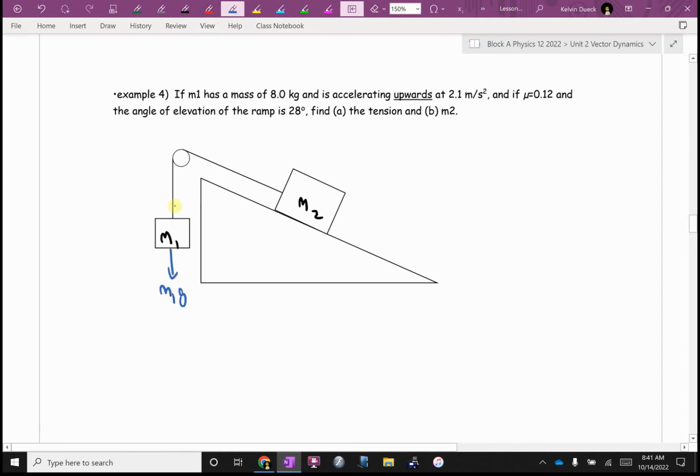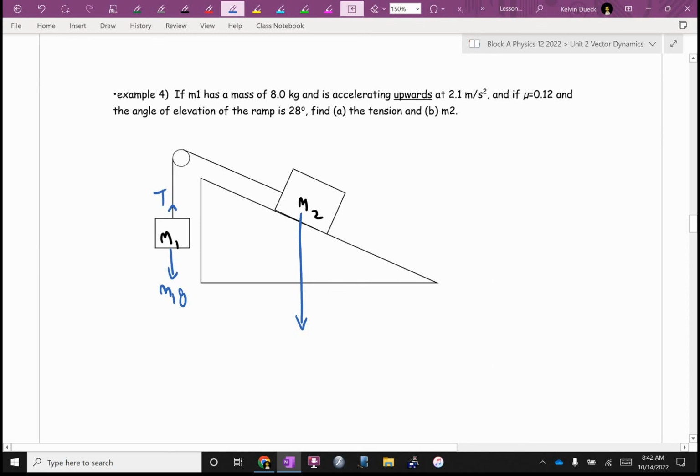What else? Yep. Is there a normal force? Is it sitting on a surface? No, we're not going to get normal force. Then, what are the forces acting on mystery mass 2? Get the obvious one. And now we're going to pause because we're on a ramp.